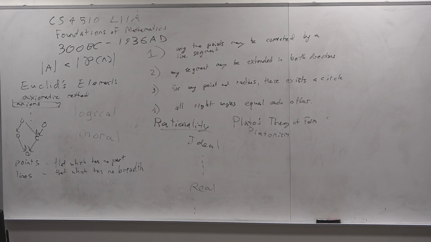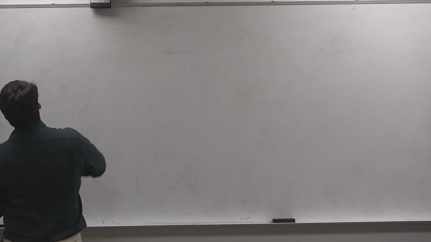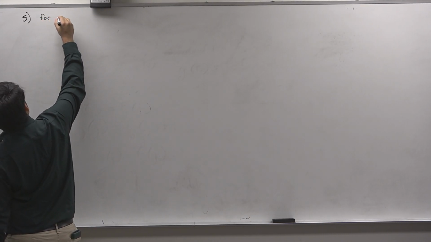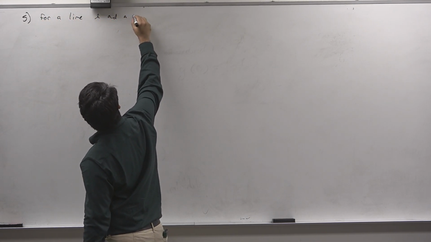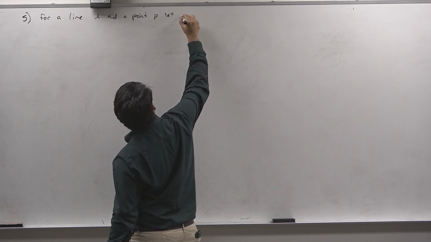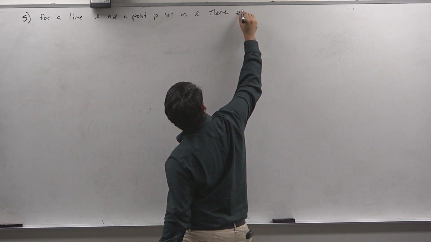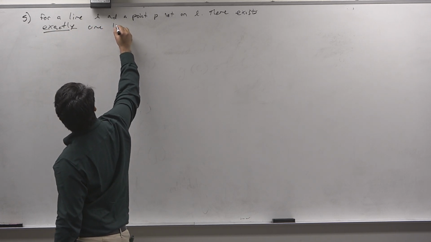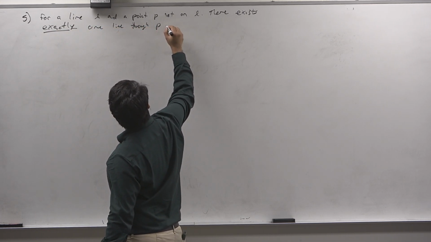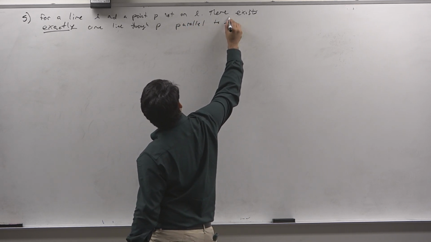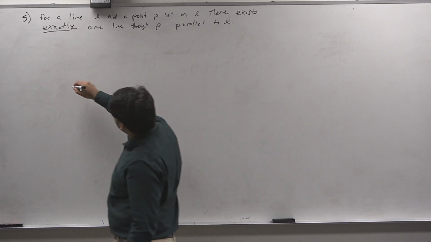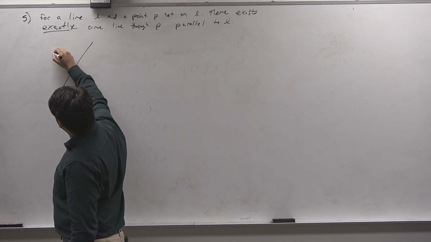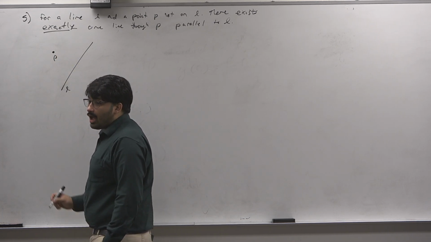Okay. So let's talk a little bit more about Euclid's Elements. There was the 5th postulate. The 5th axiom of Euclid is as follows. For a line L and a point P not on L, there exists exactly one line through P parallel to L. So what he's saying here is take a line L and let there exist a point P which is not on L. There exists exactly one line through P which is parallel to L.